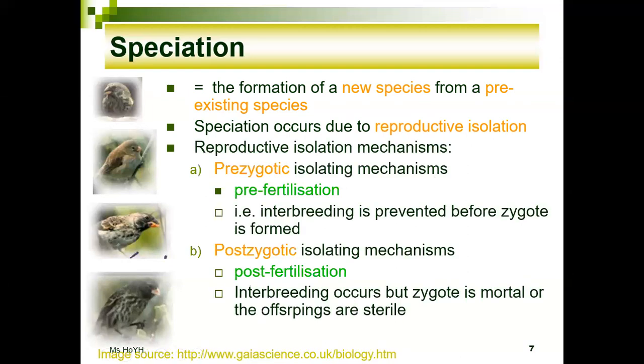So there are two main types of reproductive isolating mechanism, these methods to prevent them from interbreeding. One is called the prezygotic isolating mechanism.